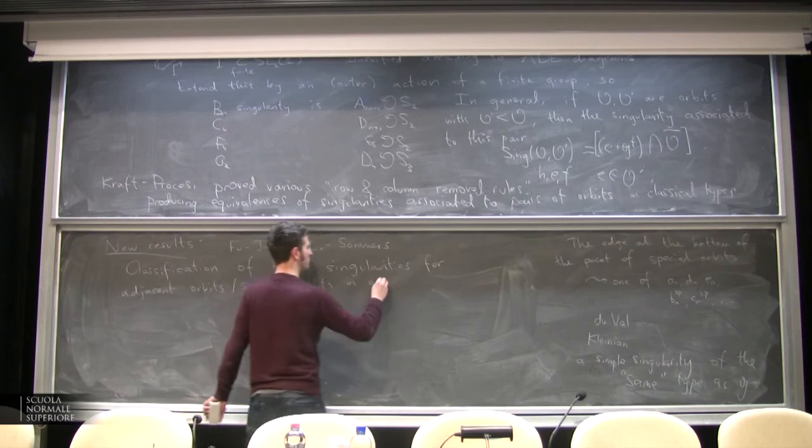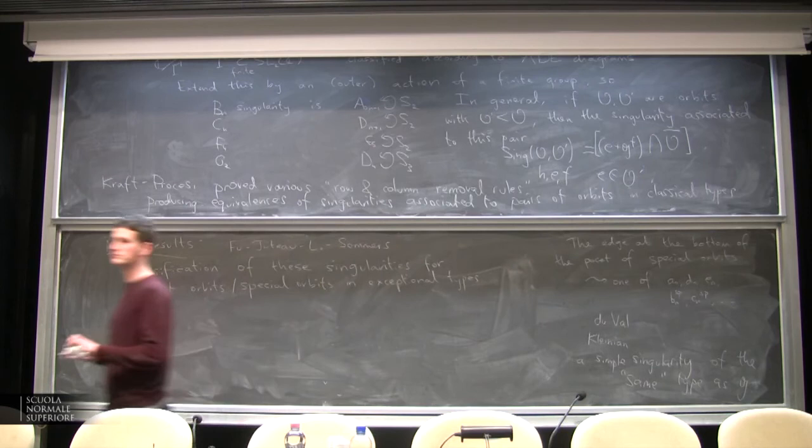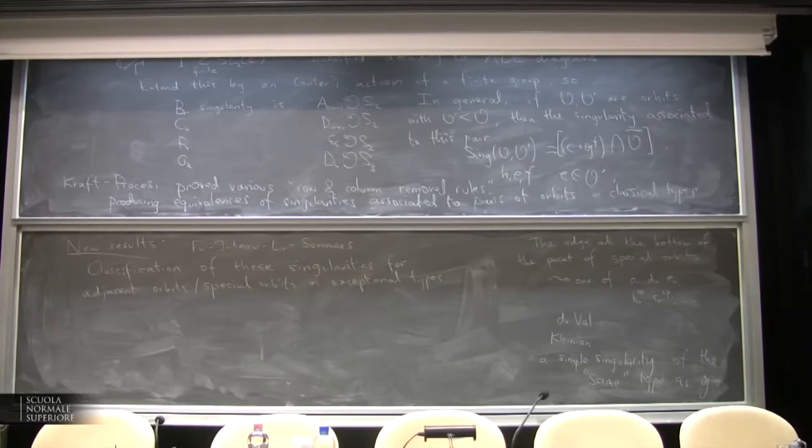In exceptional type. I think only adjacent in the standard sense and in the special sense. So you can have two orbits which are adjacent in the set of special nilpotent orbits that aren't adjacent in the set of all nilpotent orbits. So we are interested in those cases, and some of the edges on this diagram include that. Here, for example, I've missed out lots of nilpotent orbits which aren't special, which fit between these.